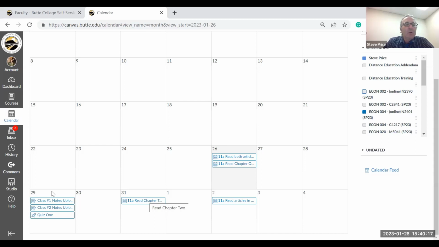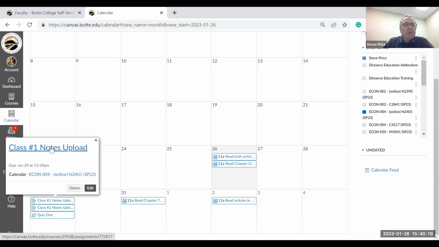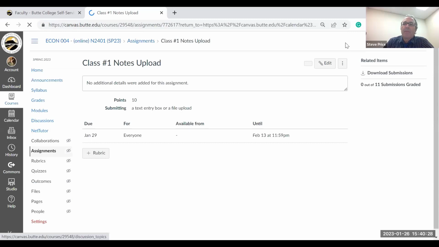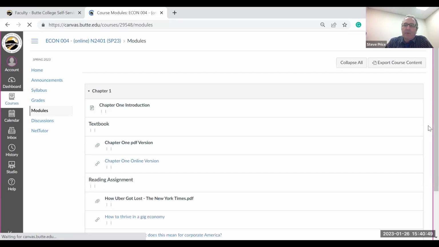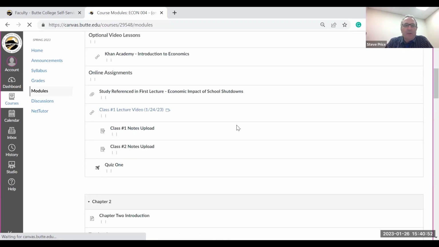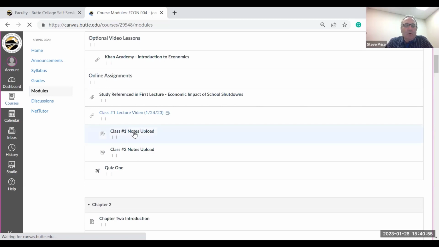Now, one thing I can do is I can always just go to the calendar and click on the assignment itself, and it'll bring me to that assignment. Let me now go back out and let's look at the entire homepage and how to navigate to these assignments and all your assignments. So note, if I go to modules, and then there's a student view here, I go down in the module to online assignments, you'll see, first of all, our first lecture, and then where I want you to upload your notes.